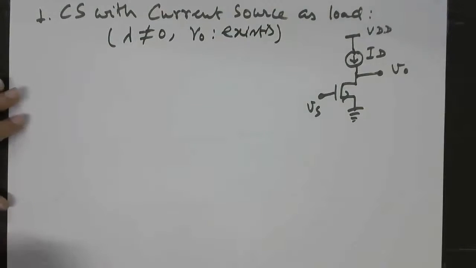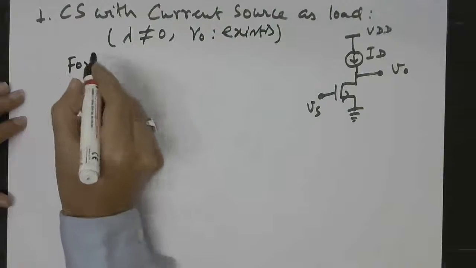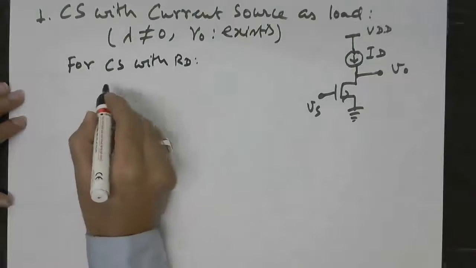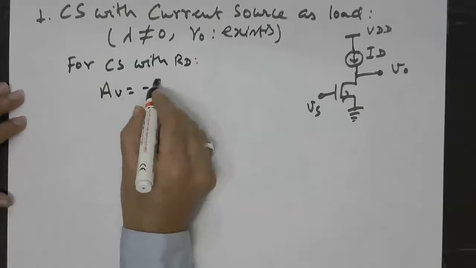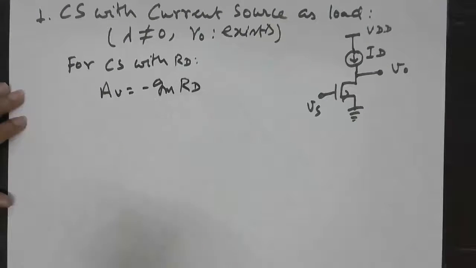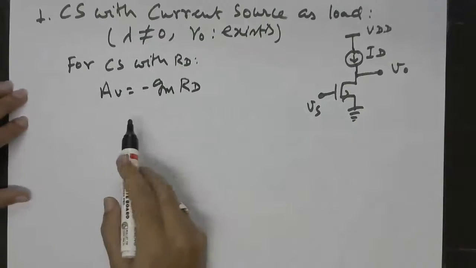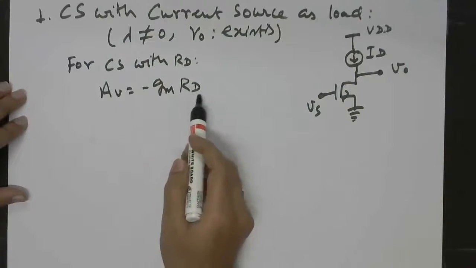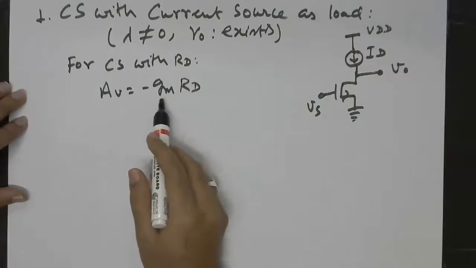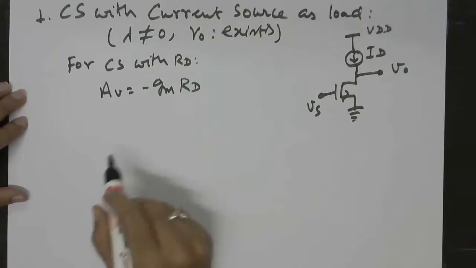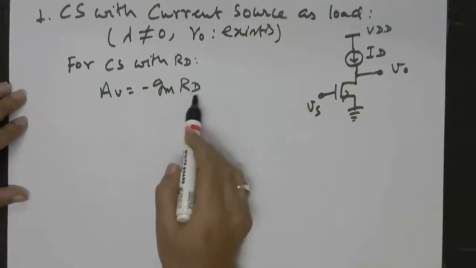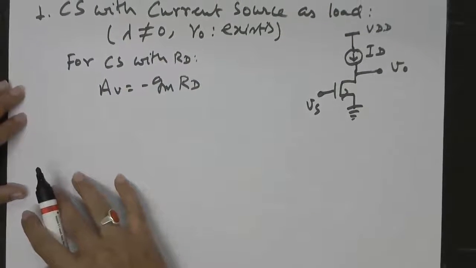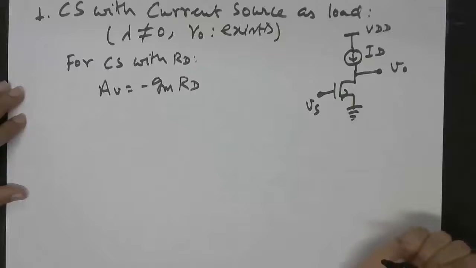So why are we doing this? Because we know that for CS with RD, the voltage gain was minus GM RD. This is what we derived. So here it says that if you want to increase the voltage gain, you will have to increase RD or increase the GM. So we are now trying to change this RD and see what is the maximum voltage gain we can get out of one single NMOS.